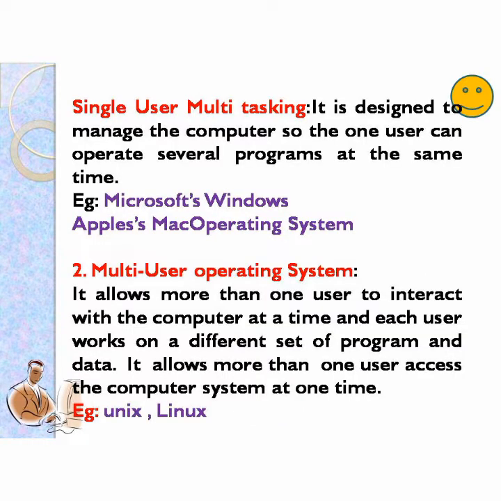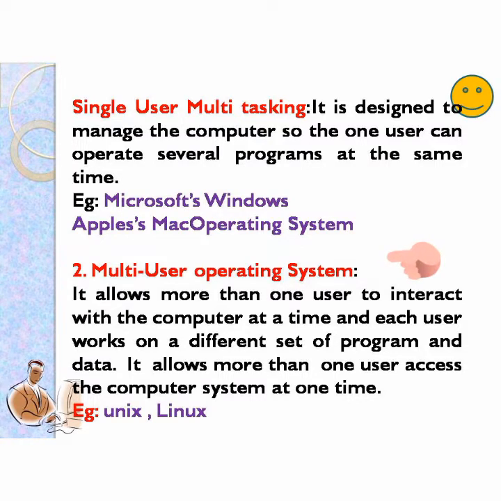Next is single user multitasking. It is designed to manage the computer so that one user can operate several programs at the same time. Example, Microsoft's Windows and Apple's Mac operating system. So a single user can do several programs at the same time. This is called single user multitasking.